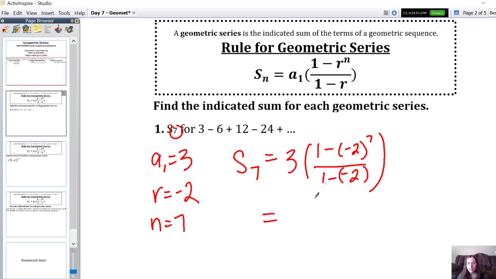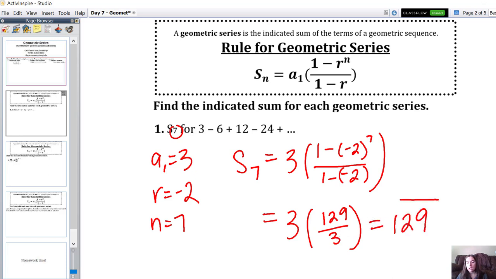So when we simplify this on the inside, we have 3 times. Now negative 2 to the 7th power is negative 128. So we have 1 minus negative 128, giving us 129 over 1 minus negative 2, which is 3. But on the outside, we also had a 3. 3 divided by 3 is 1, leaving us with 129. So the sum of the first 7 terms here is 129.